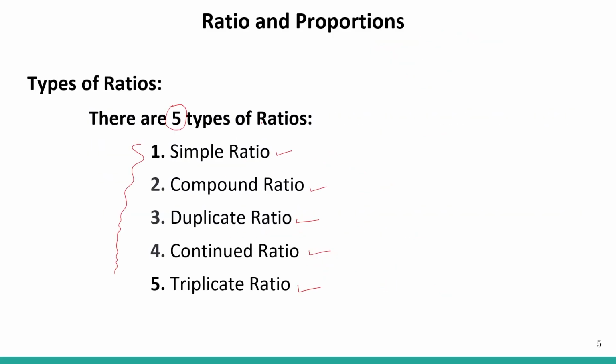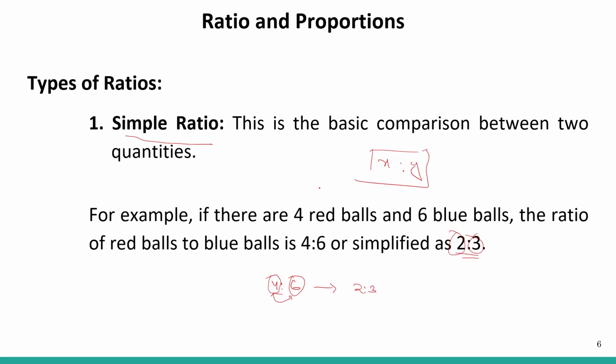Okay, so there are 5 types of ratios: simple, compound, duplicate, continued and triplicate. A simple ratio is nothing but a basic comparison between two values or two quantities. And 4 by 6, if we take an example, its simplified version is 2:3. So 2:3 will be called a simple ratio.